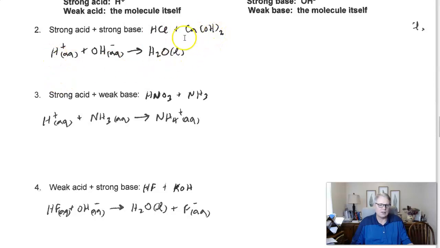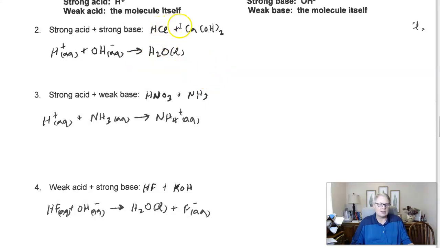OH-. What's the calcium hydroxide? What's the reacting species? OH-. So now all I got to do is figure out how they go together. So when I take an H+ and I add an OH-, what do I get? I get H2O. There you go. There is your net ionic equation.